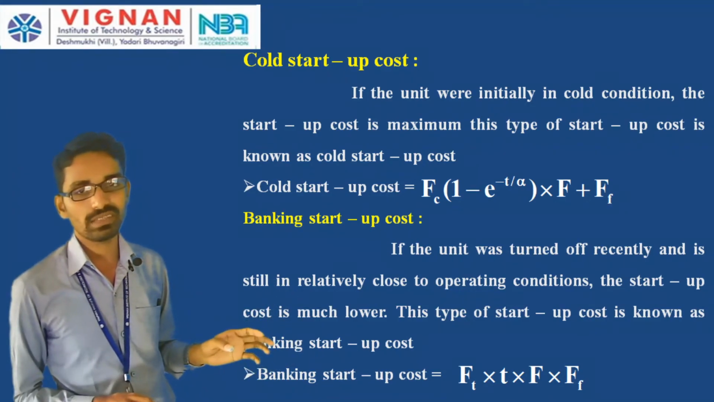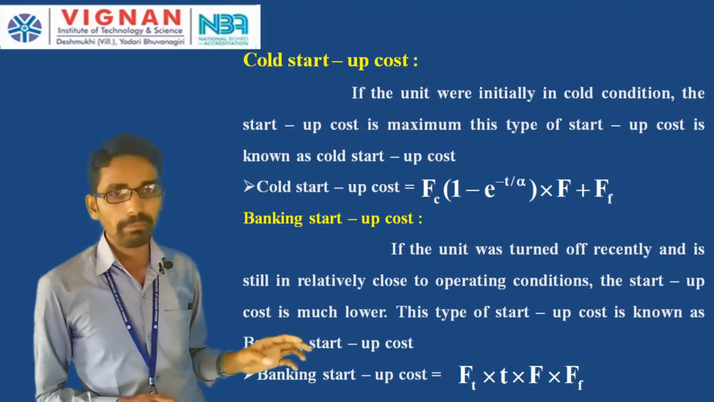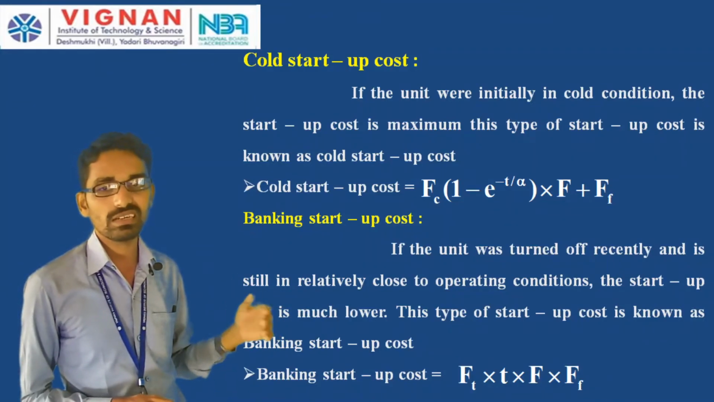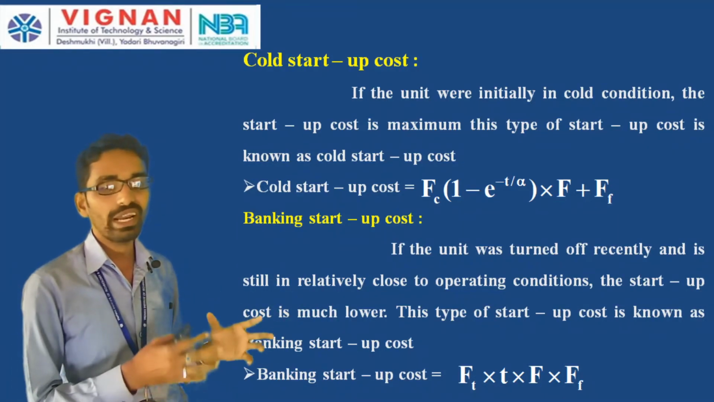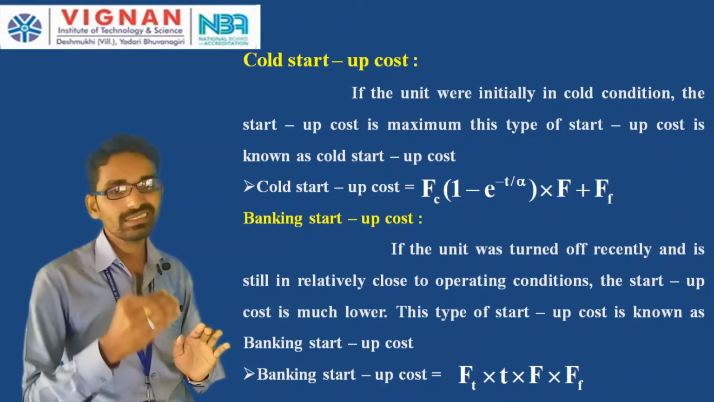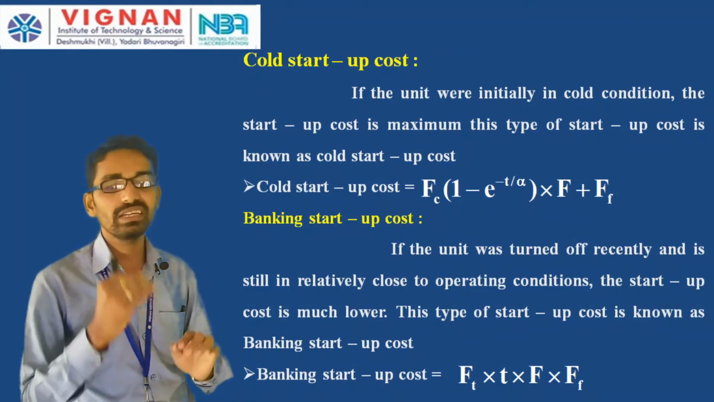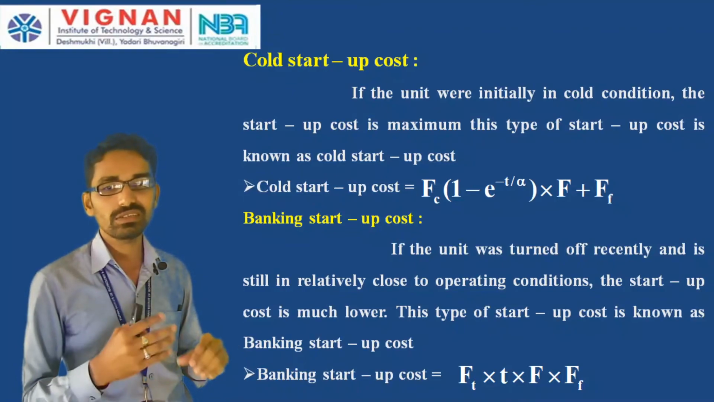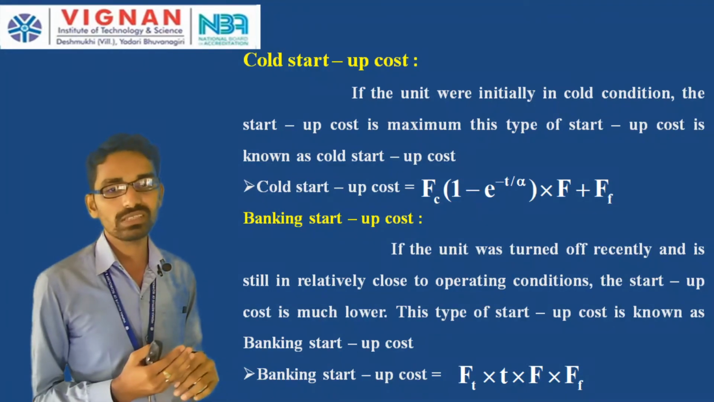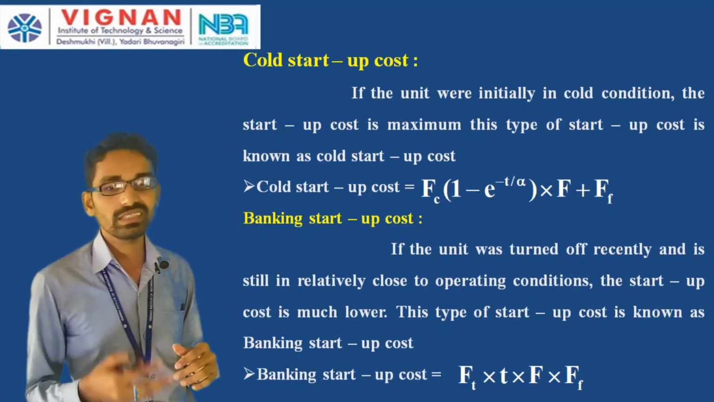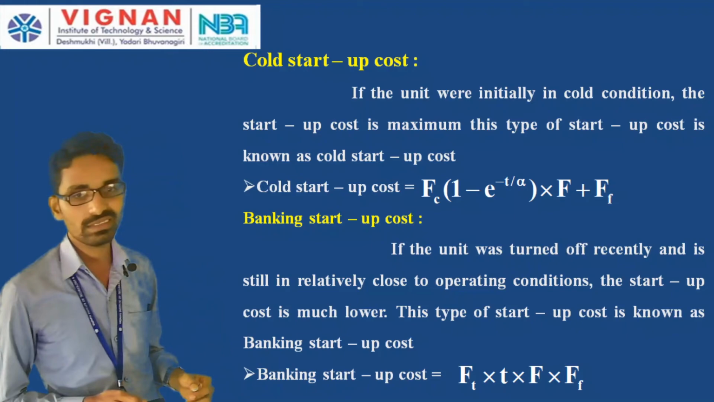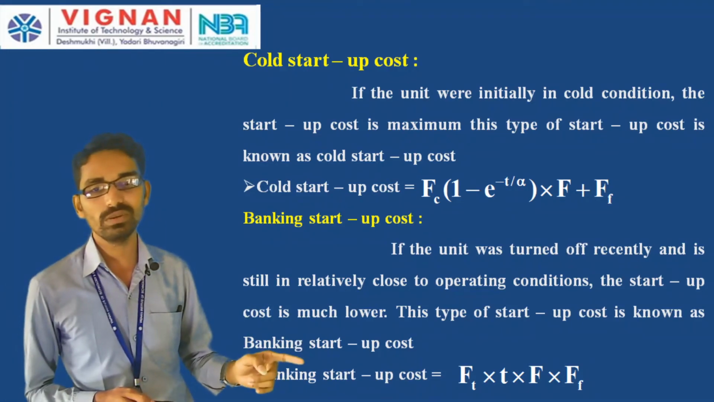Next, banking startup cost. This is when the units were turned off recently. The boiler and the water are already present and the boiler is still at some temperature, though low. From that temperature we can increase the temperature quickly and connect to the grid, and that takes less cost compared to the cold startup cost. This type of cost is known as the banking startup cost. The equation for banking startup cost is Ft into T into F, plus Ff.